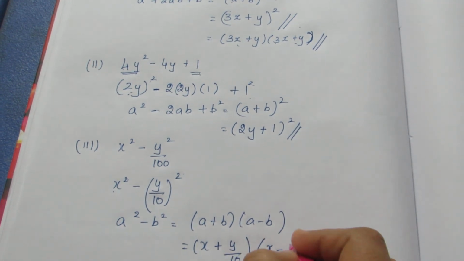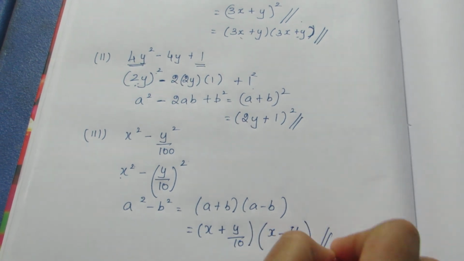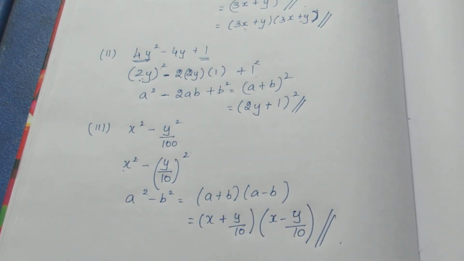So again, for the minus sign it is x minus y by 10. This is the final answer for the third sum. That's all with the sum.